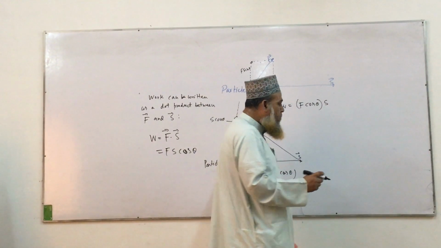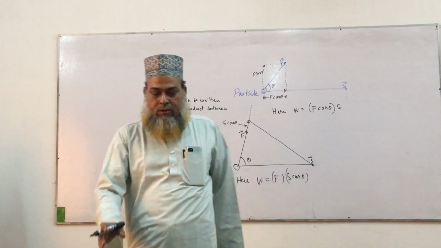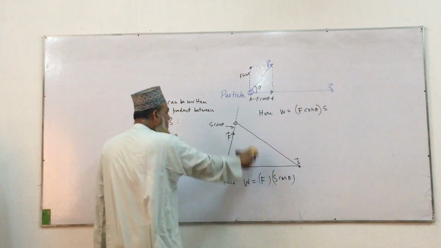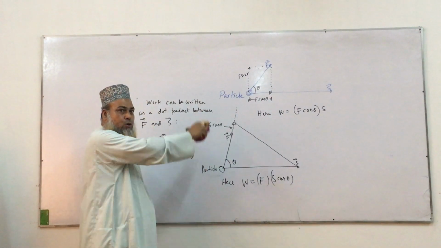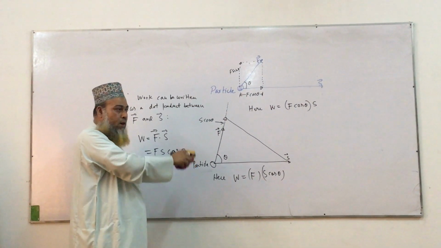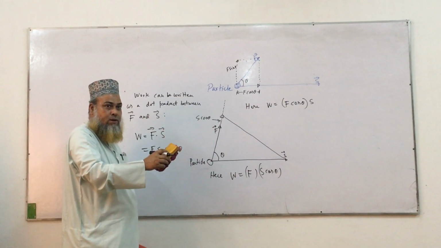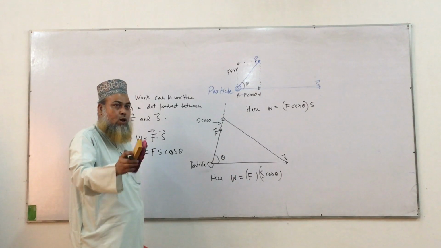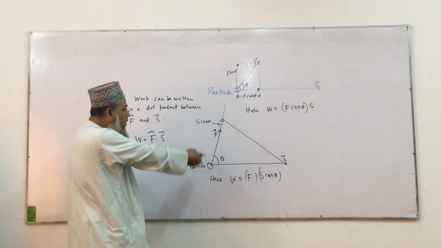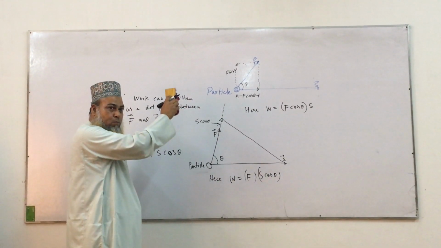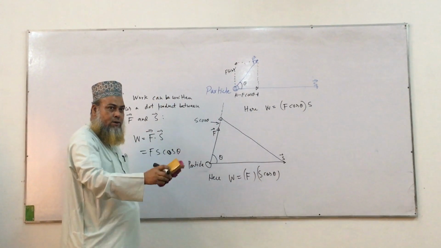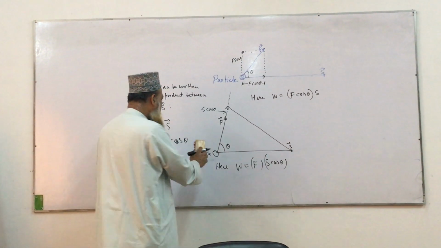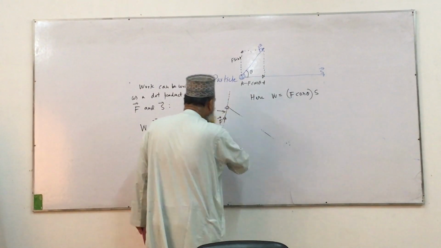So now comes the point that a dot product can be visualized in two ways. Here we have shown two ways to compute the work. And these two ways of computing work are related to the two ways of visualizing a dot product. So what is that? How to understand that?